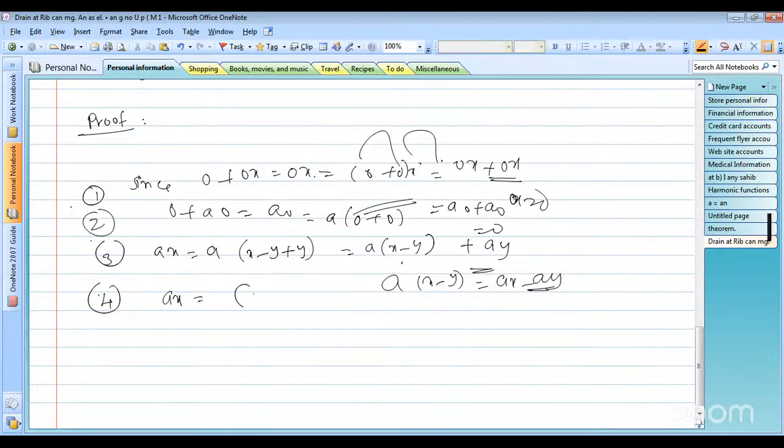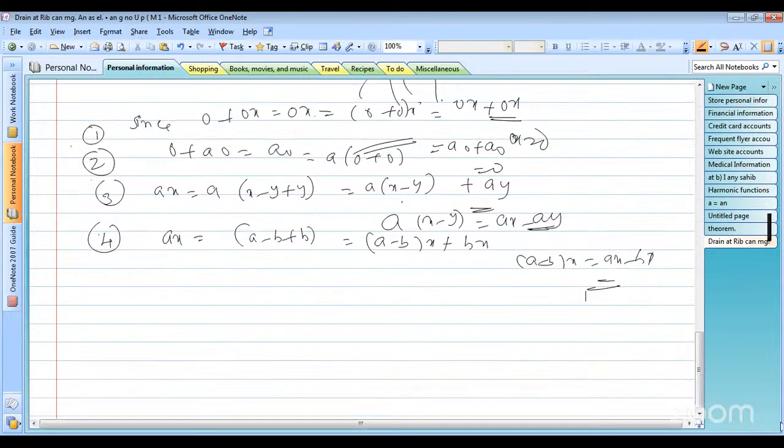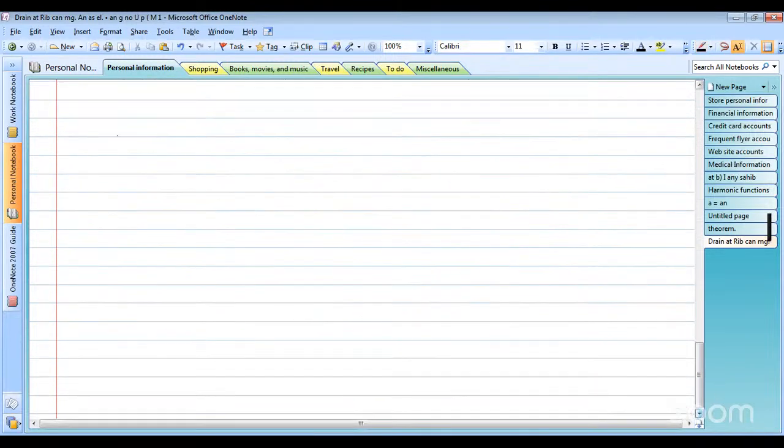ax = (a − b)x + bx, so (a − b)x is ax minus bx. Hence (a − b)x = ax − bx. The conditions are satisfied here. The theorem.